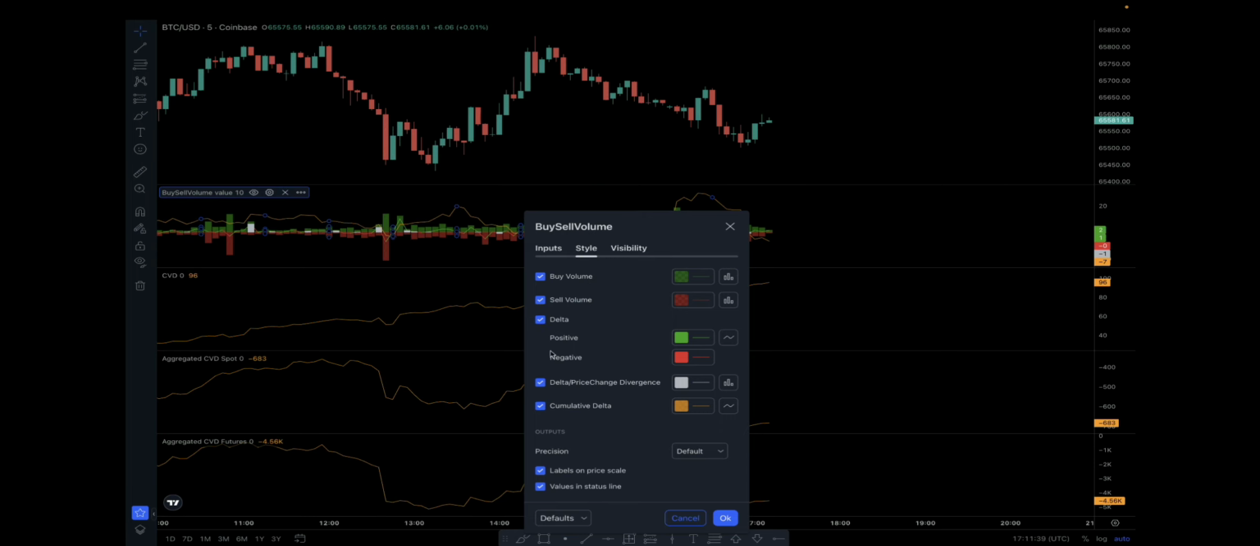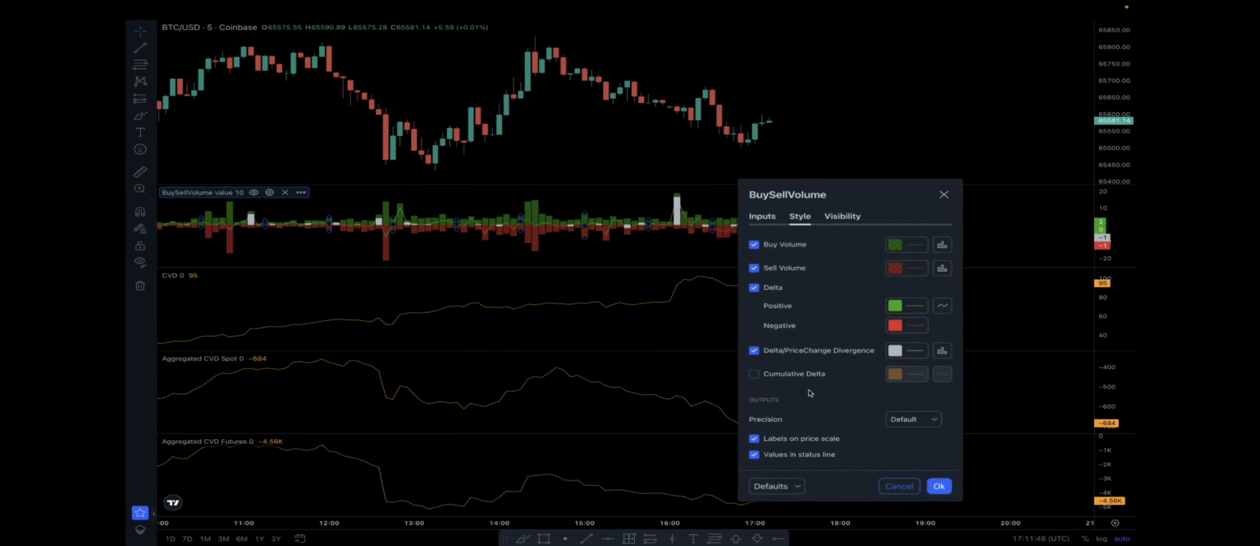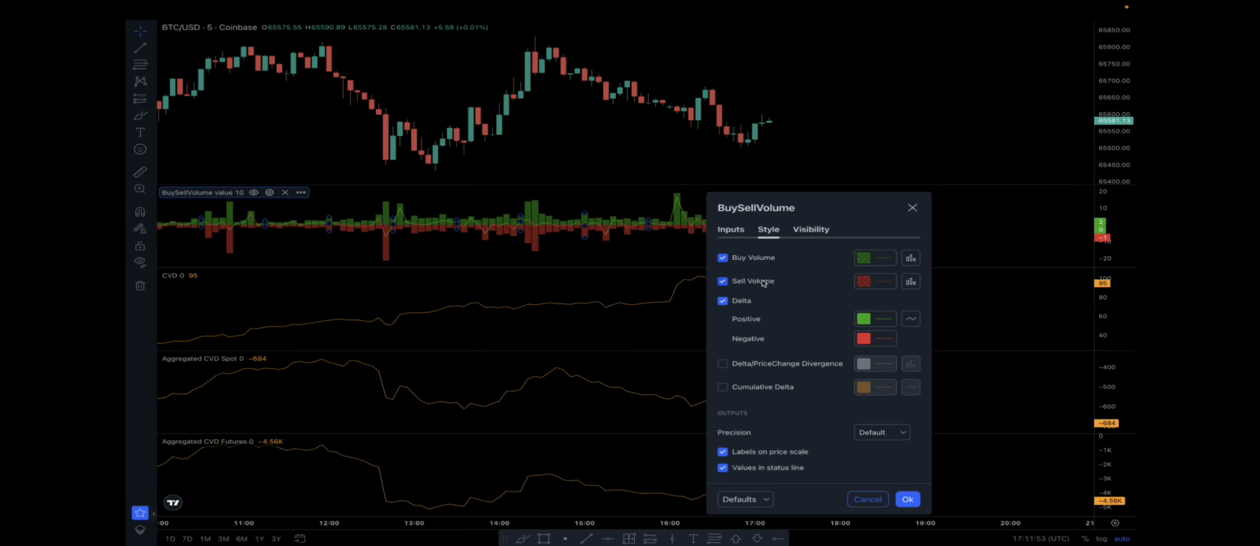Generally, I don't put all these on at once. It's just a mess. So what I do is I take off cumulative delta, because if you want that, you can use it on a separate part. I take off this as well, delta price change divergence. You can use that if you want. I don't find it to be particularly useful, again, more noise than signal.